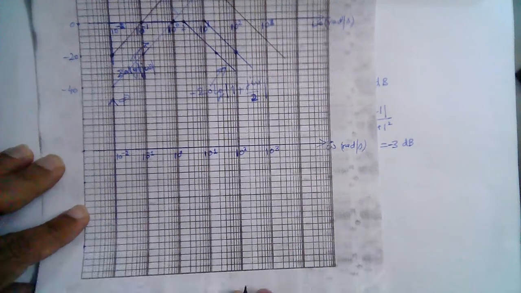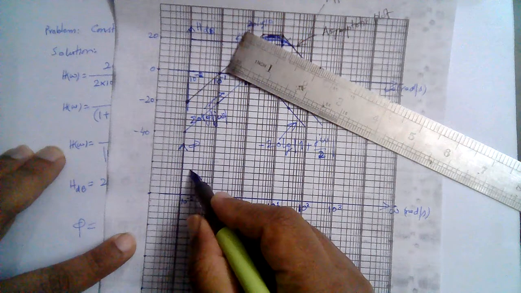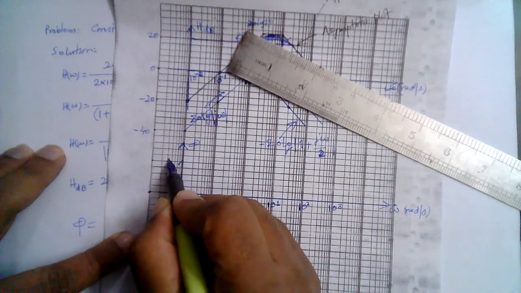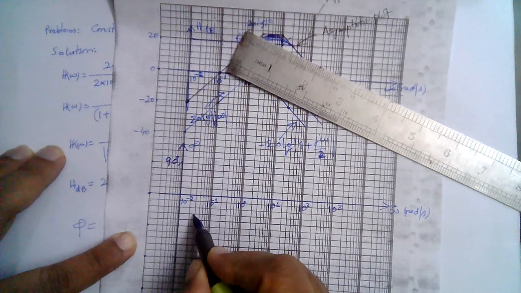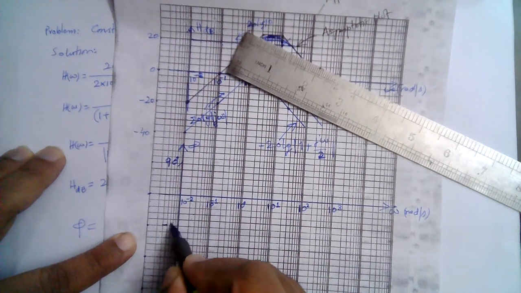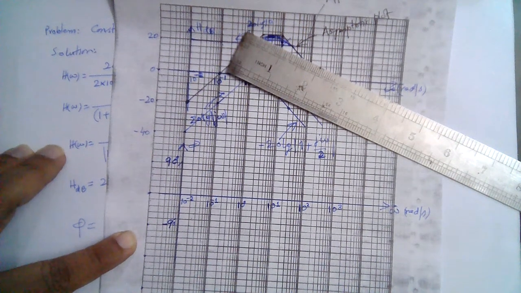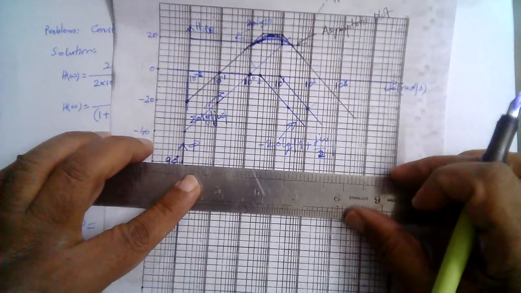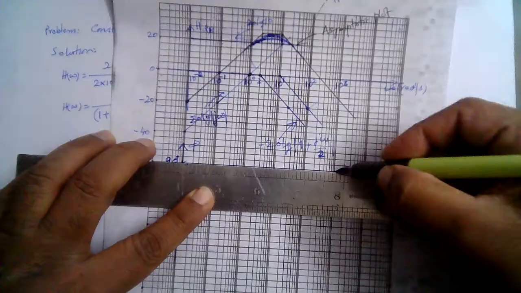So let's plot the individual terms now. So first we have a 90 degree. This is 90 degree, right? This is phase angle, so we have 90 degree here, plus 90 degree here, and minus 90 degree here, minus 90 degree here, right? So the 90 degree term gives us a constant line here at this point, so this is 90 degree.